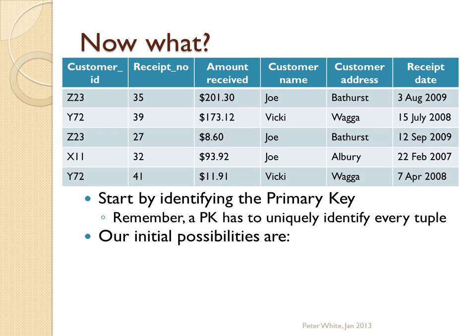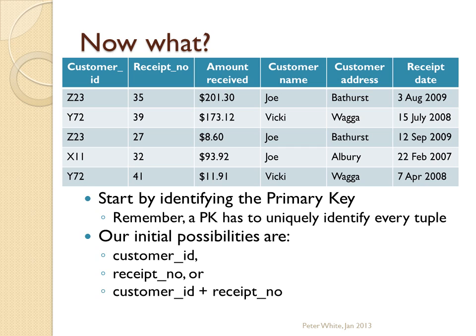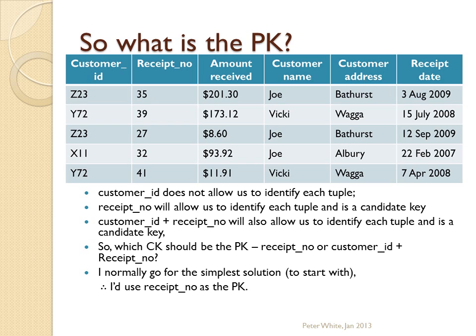The next step is we need to start by identifying the primary key. That's where I like to start, because with the primary key identified, you can then work out the dependencies. And remember that the primary key has to uniquely identify every tuple in the relation. So here we have the following candidates for a primary key. We've got customer ID, because that will identify some tuples, receipt number, or a combination of customer ID and receipt number. So what is the primary key?